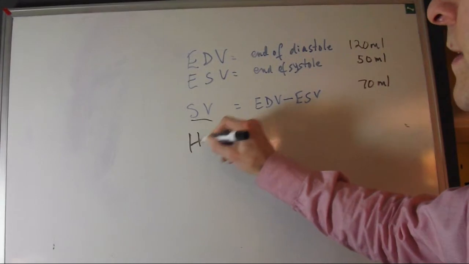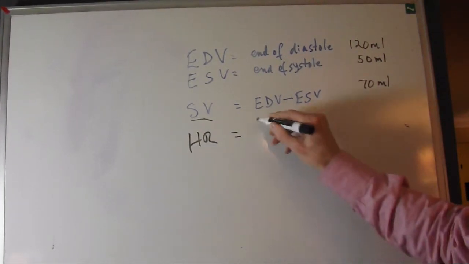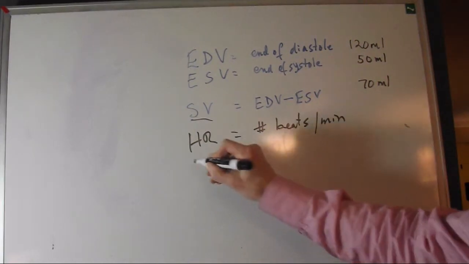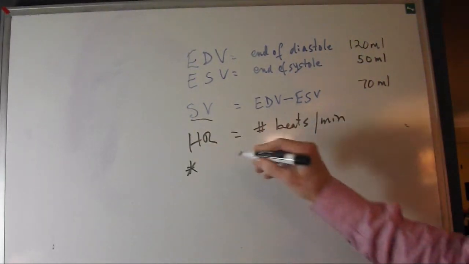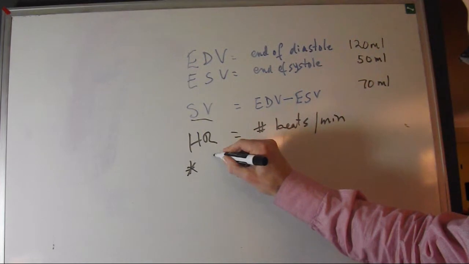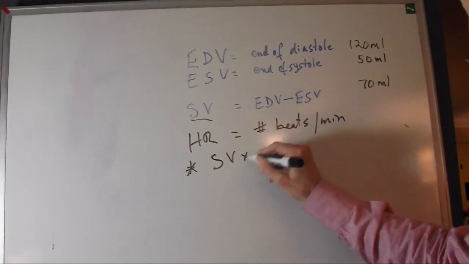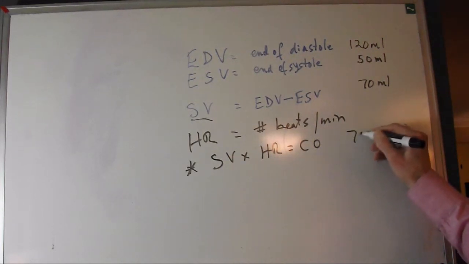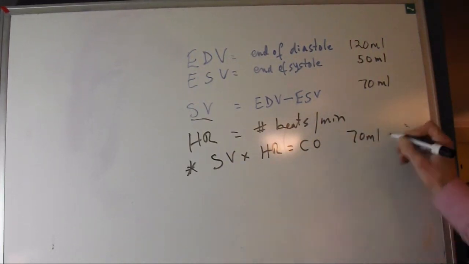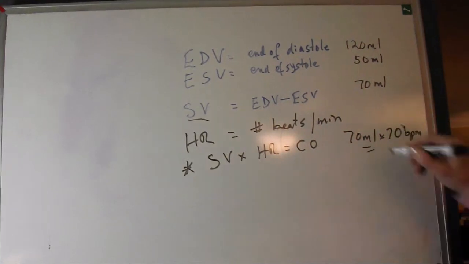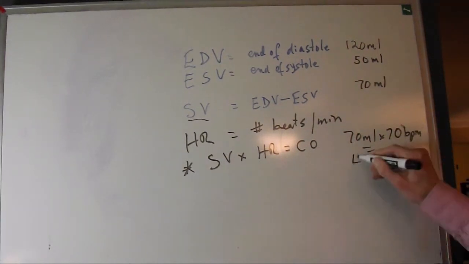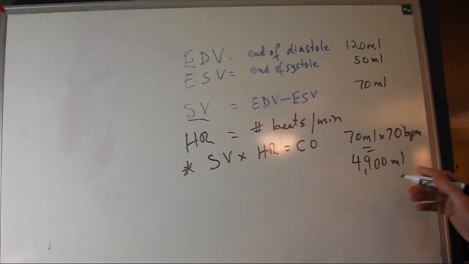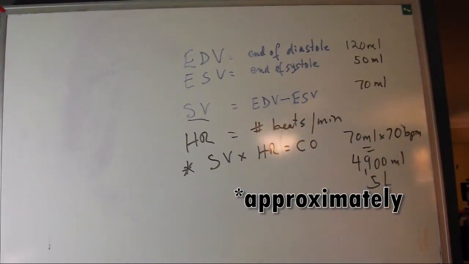Heart rate, that's the number of beats per minute. First important equation here is cardiac output, and this is stroke volume times heart rate. If stroke volume is 70 milliliters and heart rate is 70 beats per minute, your cardiac output is approximately 4,900 milliliters, or 5 liters.